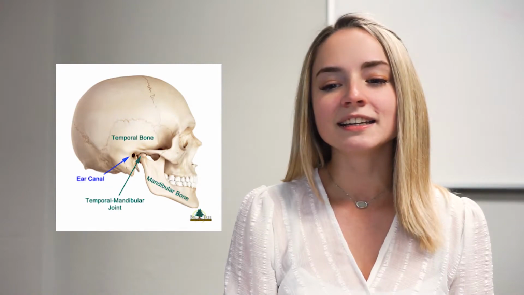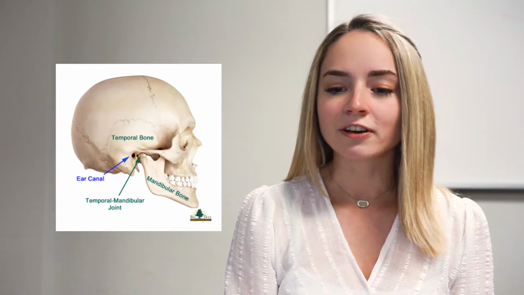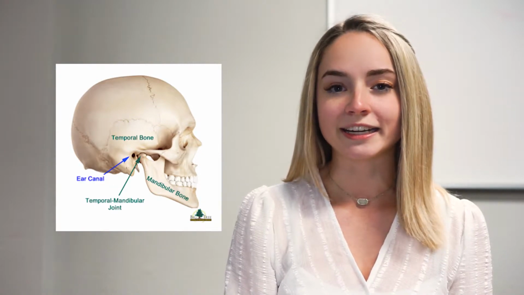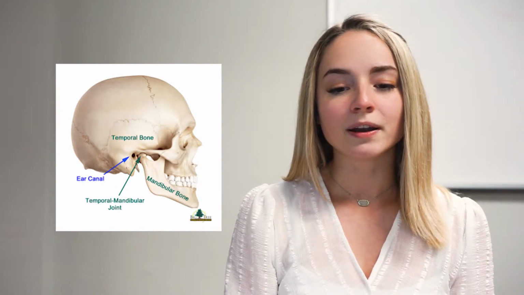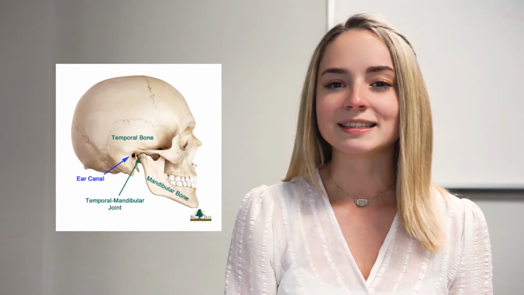More specifically, TMJ lies between the mandibular bone of the jaw and the glenoid fossa of the temporal bone of the cranium. The TMJ is a load-bearing synovial joint disc that aids in primal functions such as chewing and speaking.